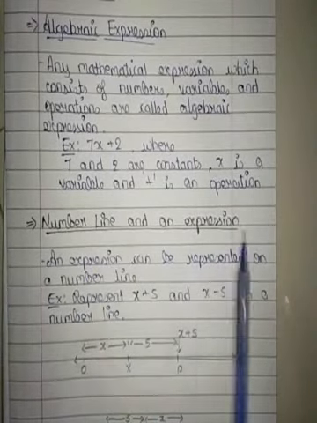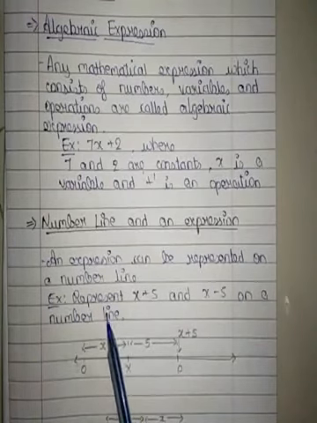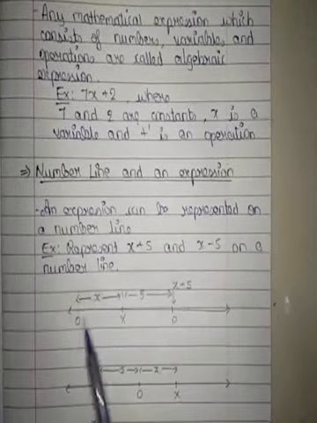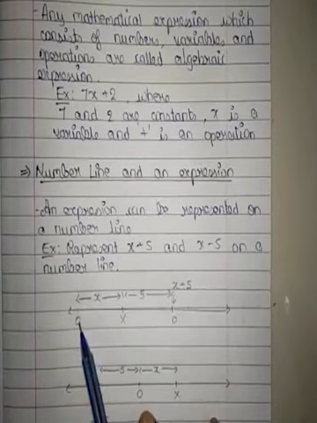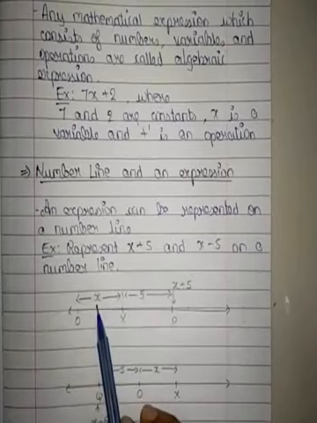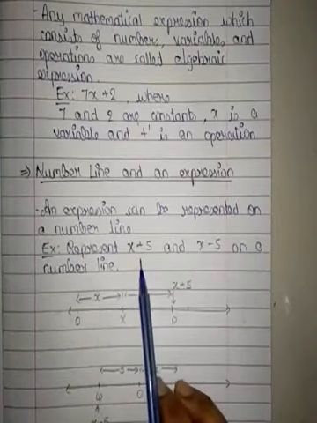An expression can be represented on a number line. How? Let's take an example. Represent x plus 5 and x minus 5 on a number line. Suppose we take a number line and the origin we take as O, so there will be a point x which we can consider as the variable x. This we don't know, so we are taking it as x according to the expression.